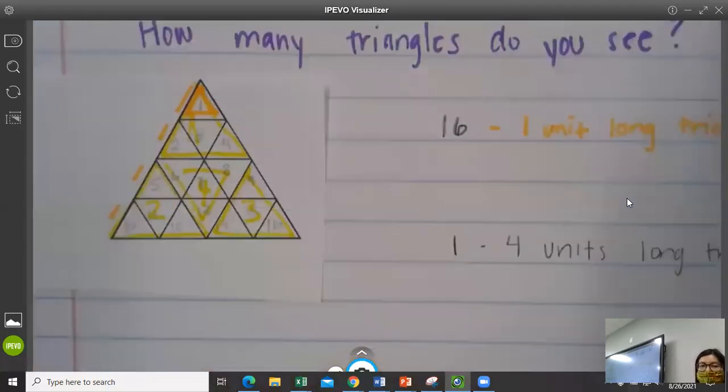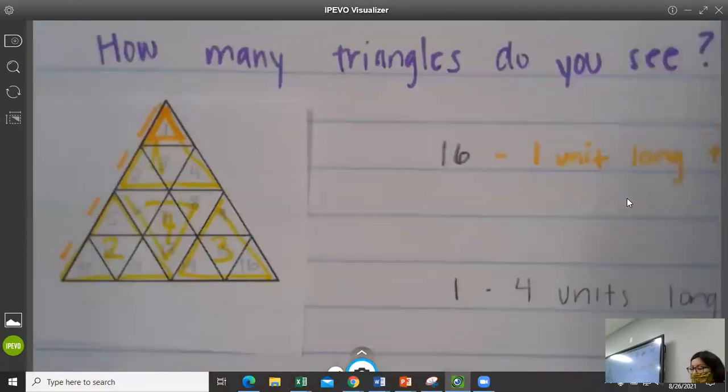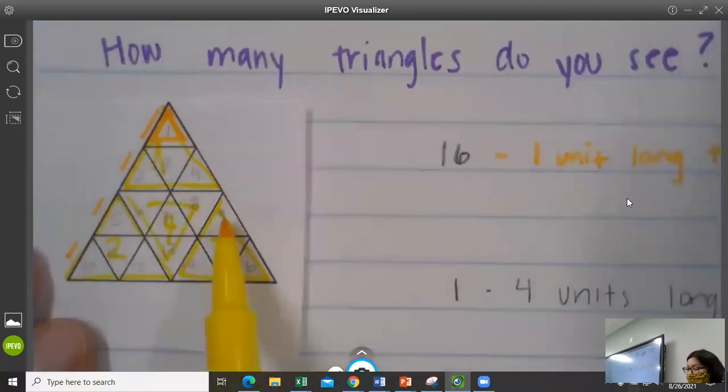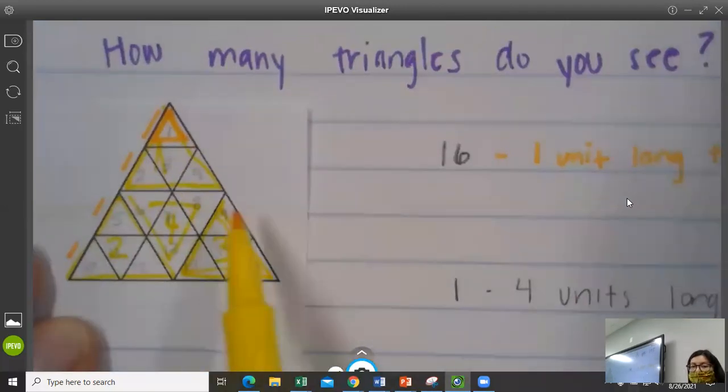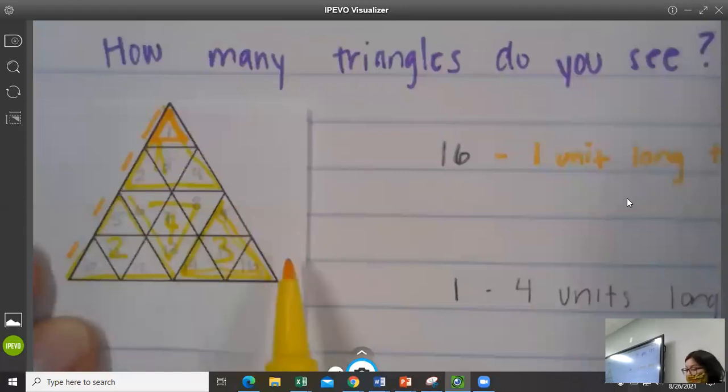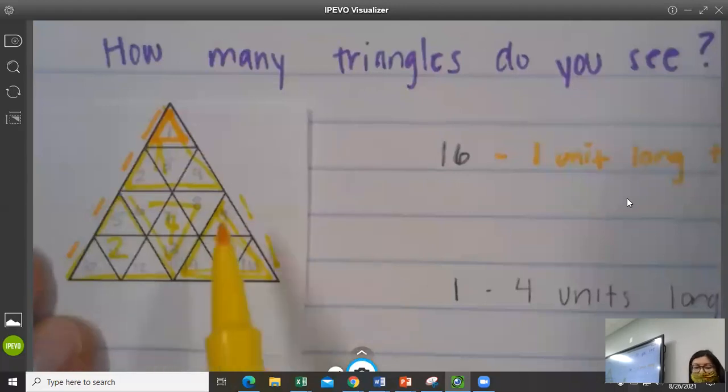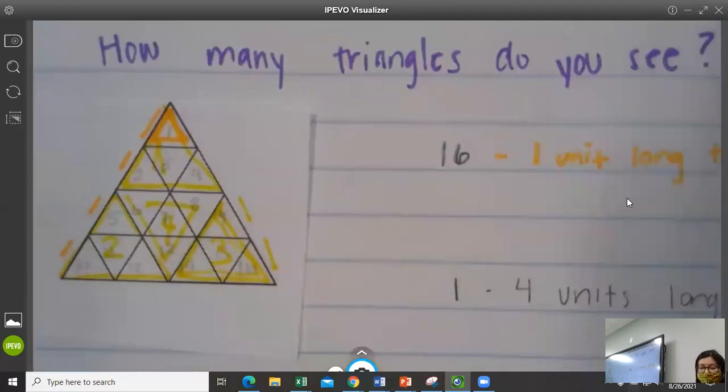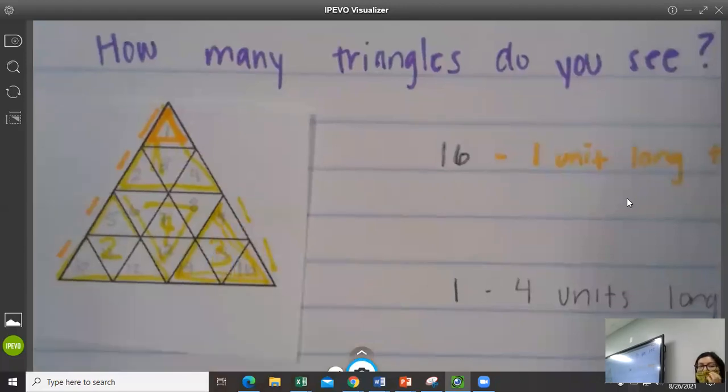Can anyone see any others of this size right here? Do you see this yellow one right here? How long is this one? So again, yeah, 2 units. This is 1, 2 units. Does anyone else see any more 2-unit triangles? If you want to tell me the number of the triangle, I put them in there so you can tell me what number. Anybody else see any more 2-unit triangles?